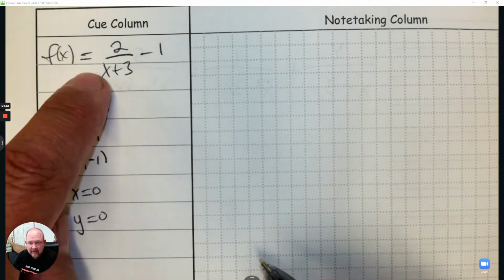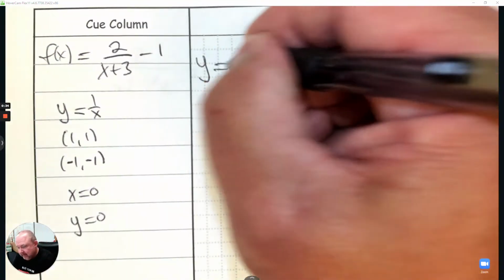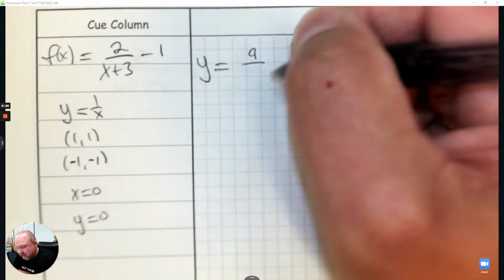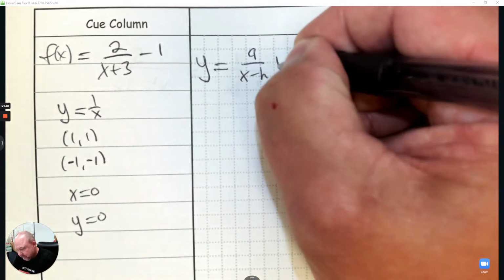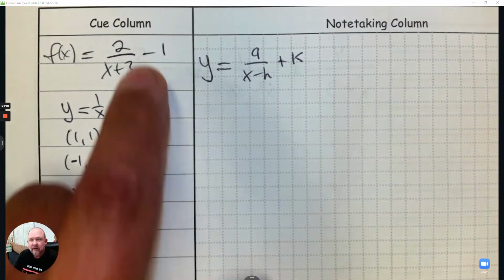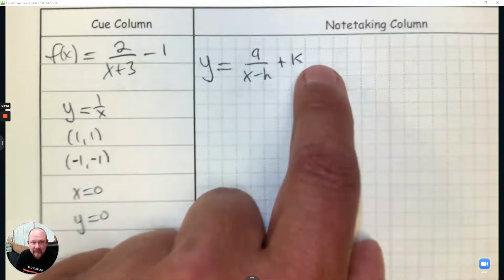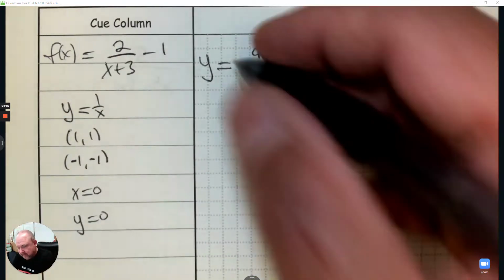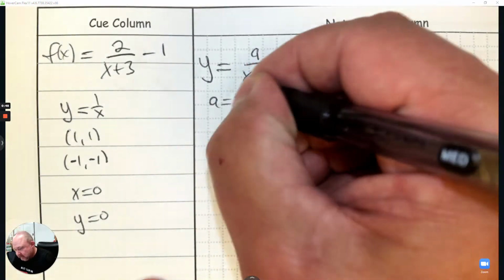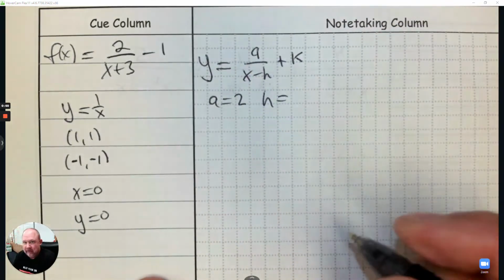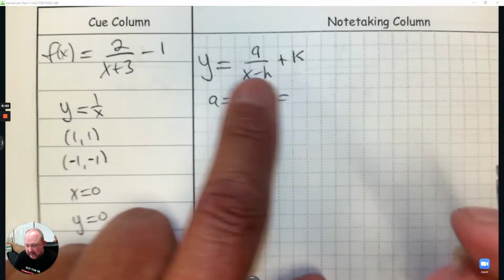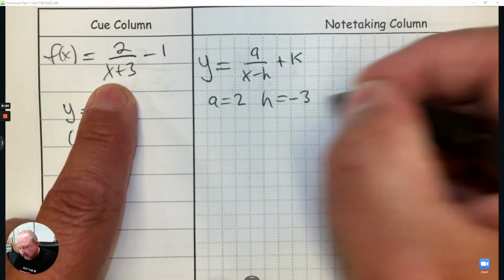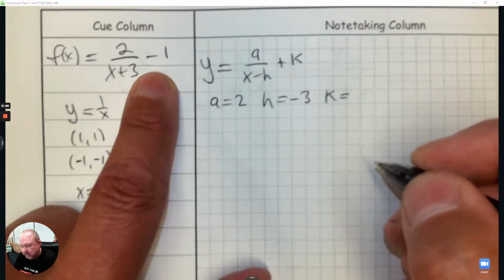When I come back here, I need to understand letters A, H, and K. So if I think of this, A, H, and K, and come back here, what does A equal? And you can write that down. What does H equal? Be careful, because H lies to you. It's actually negative 3. And then what does K equal? That's the number at the end.